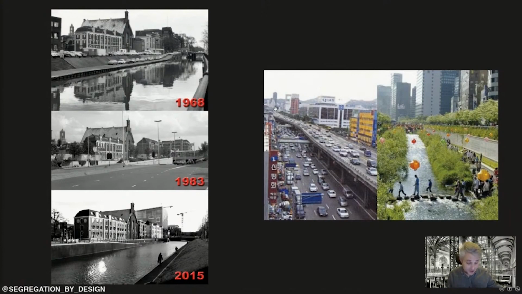bold solutions are possible. Here in the Netherlands, where I'm studying currently, Utrecht removed a highway and brought back some of its historic canals. And then in Seoul, a highway that cut through the middle of the city was removed and replaced with a linear park that has been incredibly popular.